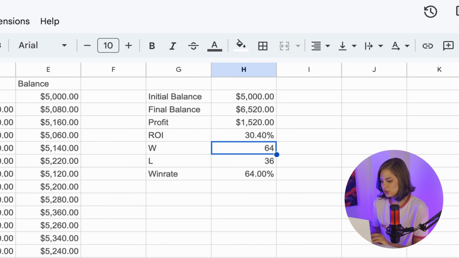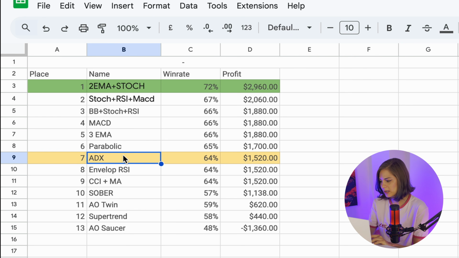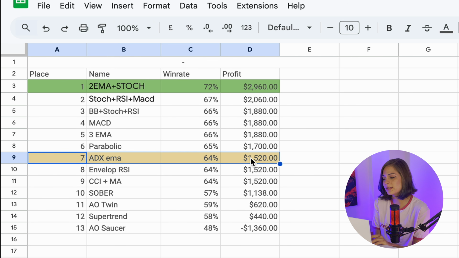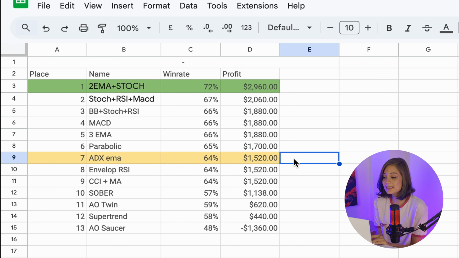So let's even change the name of that. It's not just ADX, it's ADX EMA, and of course let's put it in our chart. So this strategy is number 7 between all of the things that we've done before. It's a great result, and besides that, there were a lot of signals.